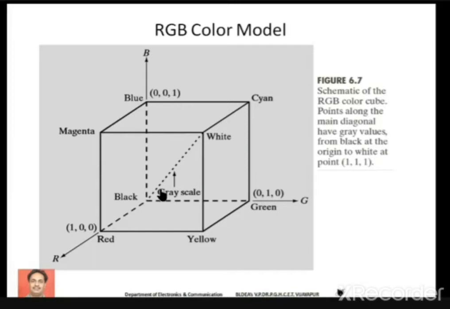While converting an RGB image into a grayscale image and vice versa, we can make use of this grayscale axis. So remember these points. The three corners of the cube are primary colors. The other three corners are the secondary colors. Black is situated at the origin, and white is the farthest point, exactly opposite to black. The line joining black and white is called the grayscale axis.